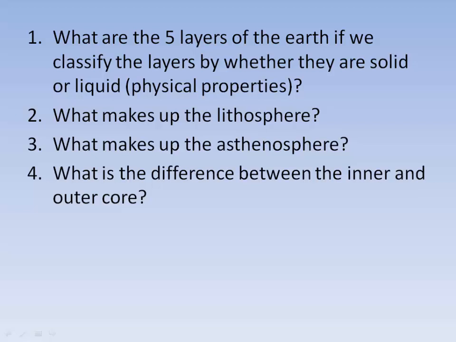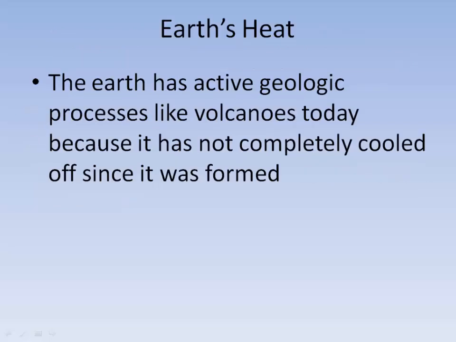What makes up the lithosphere? The lithosphere is made up of the solid crust and the solid outer mantle. What makes up the asthenosphere? The asthenosphere is the inner melted mantle. It's squishy. It's like really thick peanut butter. What's the difference between the inner and outer core? The inner core is solid and the outer core is liquid.